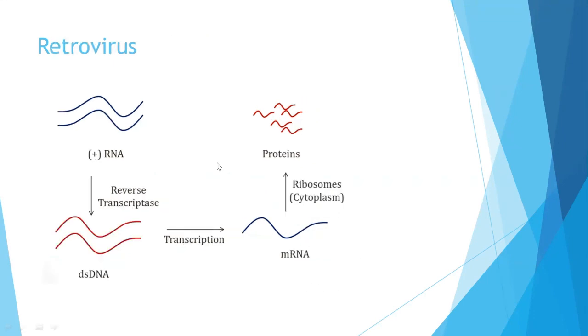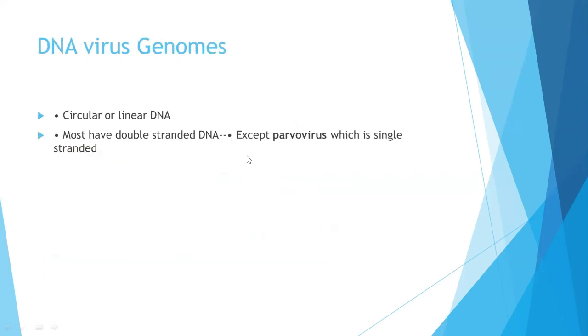Retroviruses. What happens in the case of a retrovirus? The positive RNA is acted upon by reverse transcriptase, which forms double-stranded DNA. This double-stranded DNA can go through the process of transcription to form messenger RNA. This messenger RNA can then form the proteins.